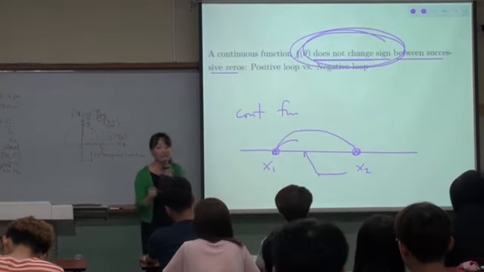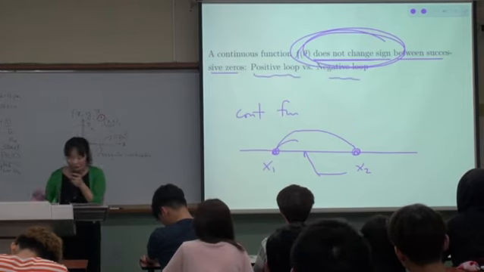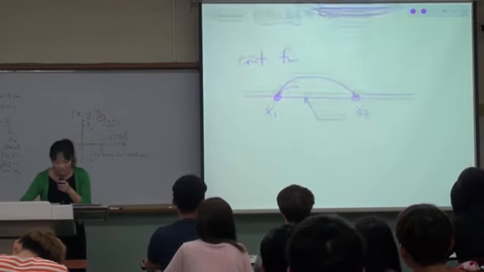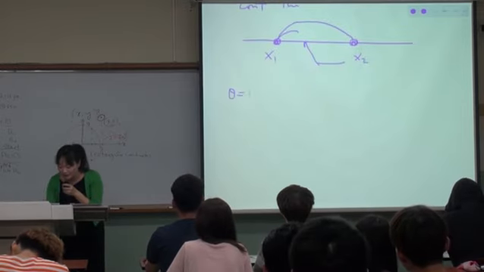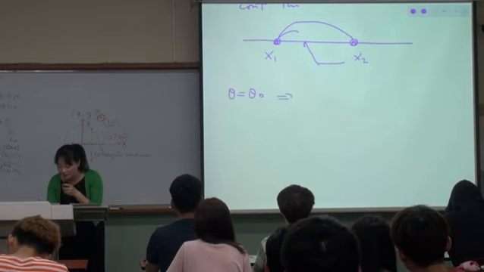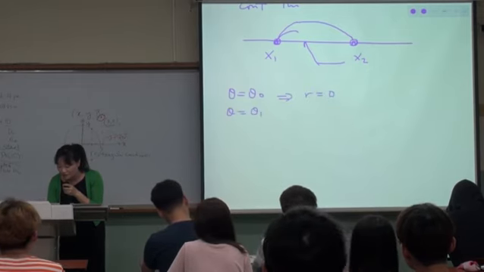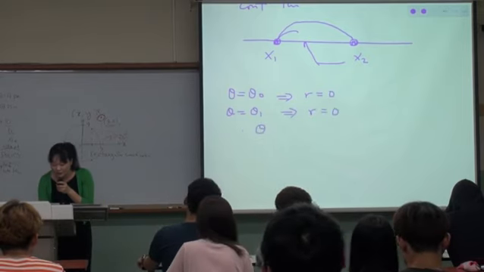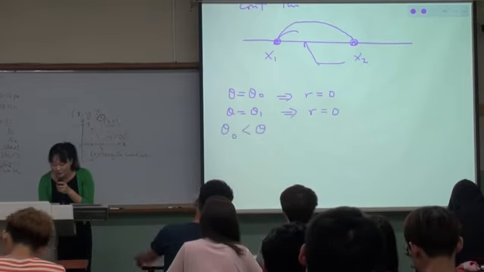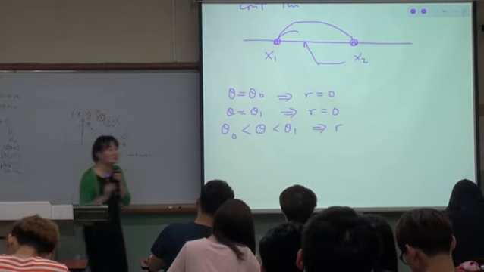Get it? Okay. So what's a positive loop and a negative loop? Suppose at theta 0, we get r equal to 0, and at theta 1, we get r equal to 0 again. And when theta is between theta 0 and theta 1, can r be 0?